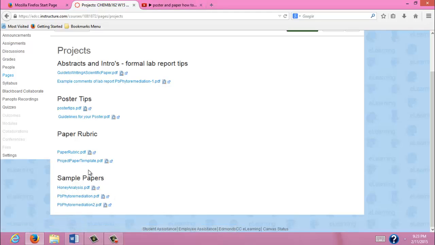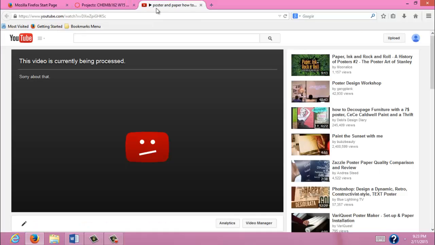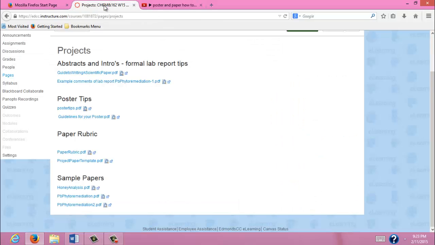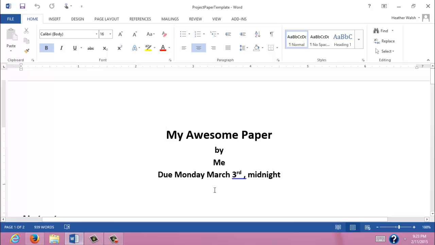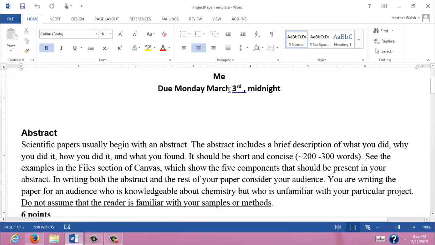And again, look at the sample papers because those will give you an idea. Even if you don't understand the science behind the paper, you can see how they're discussing or talking about things. So in terms of our paper here, it's actually due March 4th. Okay, so let's put that in there at midnight. And that is 1 week from when our poster is due, so it gives us some more time to do our papers.